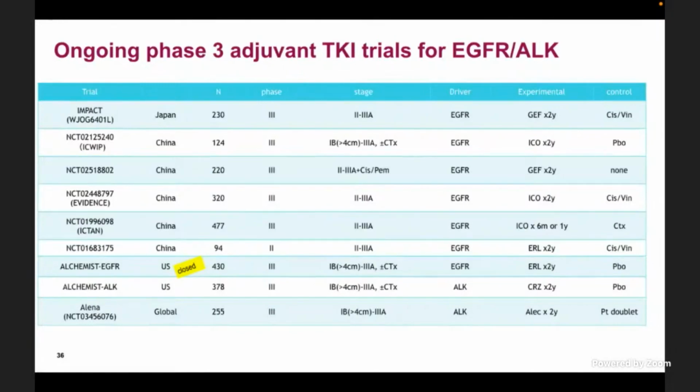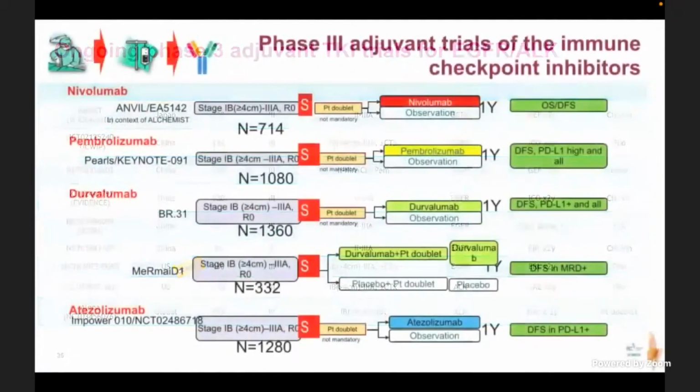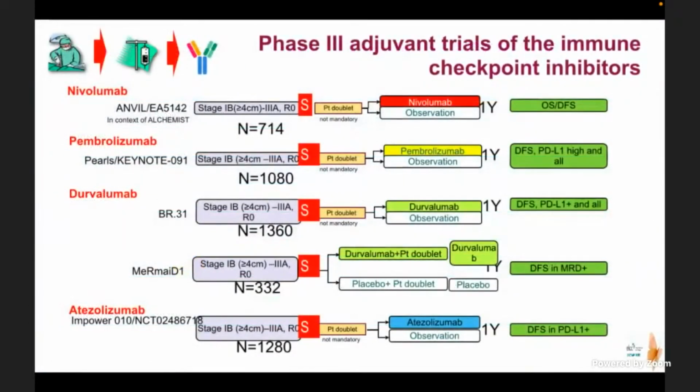This was not the teaching when we were in training. So now I think we should test for EGFR, ALK, ROS even upfront in the resected lung cancer as well. So there are so many ongoing trials. I'll not go into details of these. And also there are a lot of phase 3 trials where they're trying IO in the adjuvant setting. These are the following trials with nivolumab, pembrolizumab, durvalumab, and atezolizumab.